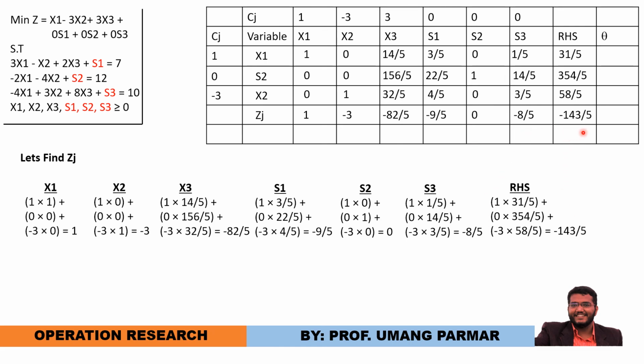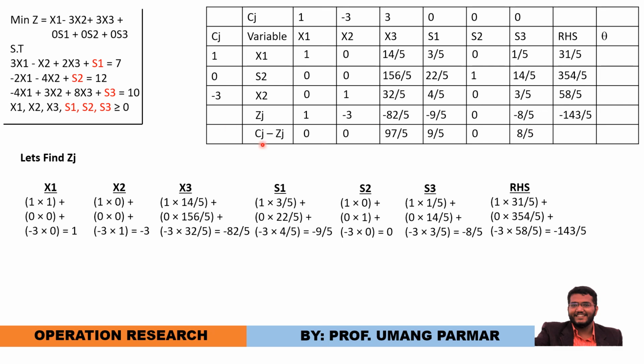minus 143 by 5. So in this new solution, we are having three variables, that is x1, s2 and x2, and their values are 31 by 5, 354 by 5, 58 by 5, and our z value is now minus 143 by 5. So again we are having the decreased answer. Let's check whether this answer is optimum solution or not.